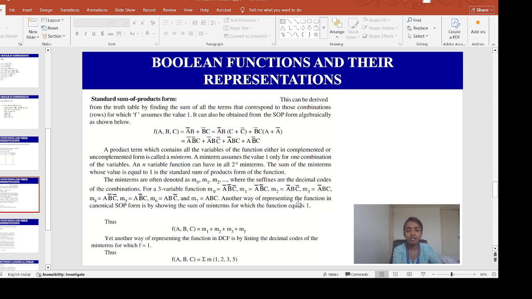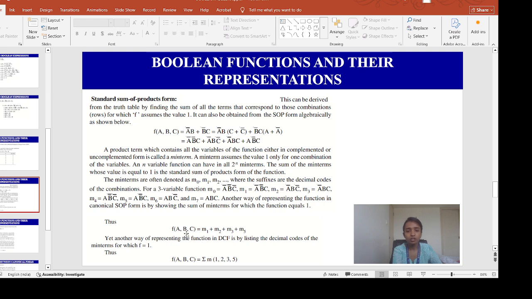Another way of representing the function in canonical SOP form or sum of products form is by showing the sum of minterms for which the function equals 1. Okay. So if f is a 3 variable function ABC, how can we write?